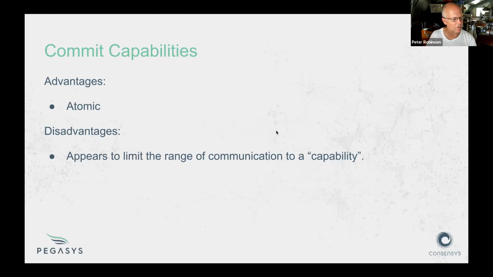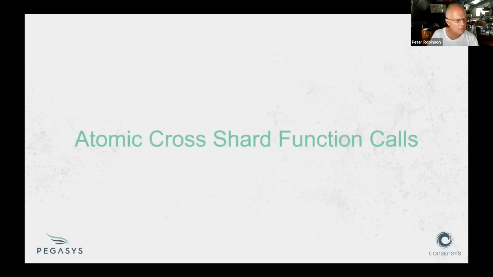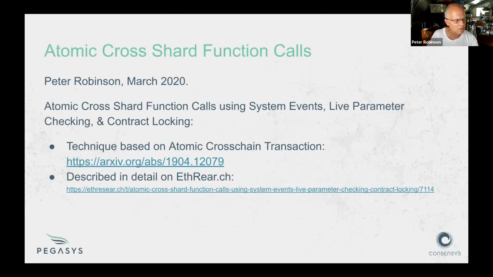So I came up with a mechanism earlier this month called atomic cross shard function calls using system events, live parameter checking, and contract locking. And maybe I should have picked a shorter name. Anyway, this is based on our atomic cross-chain transaction technology.